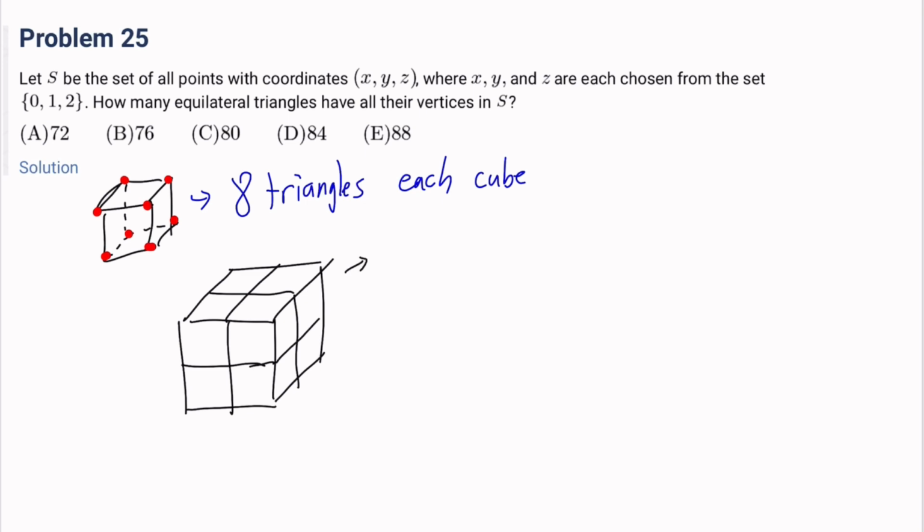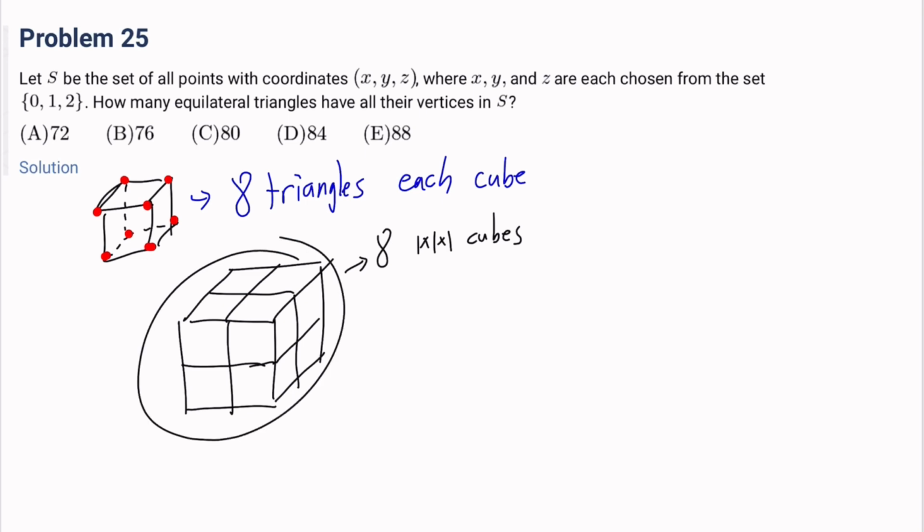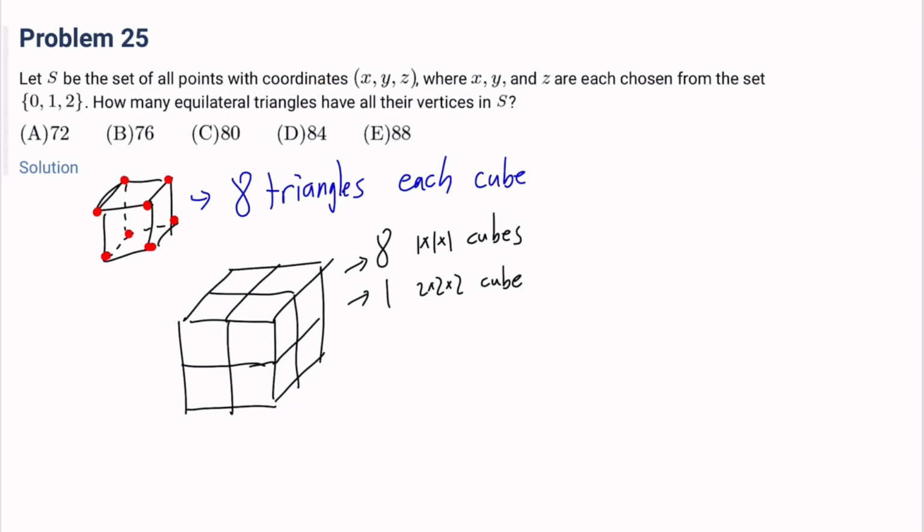First of all, if we just look at the number of 1 by 1 by 1 cubes, like this one, then we would have 8 1 by 1 by 1 cubes, and we have 1 2 by 2 by 2 cube. That's just the whole thing. So these would give us 9 cubes. 9 times 8 triangles in each cube, right? So 9 times 8 equals 72. Right? But then 72 is not the answer because we have more.